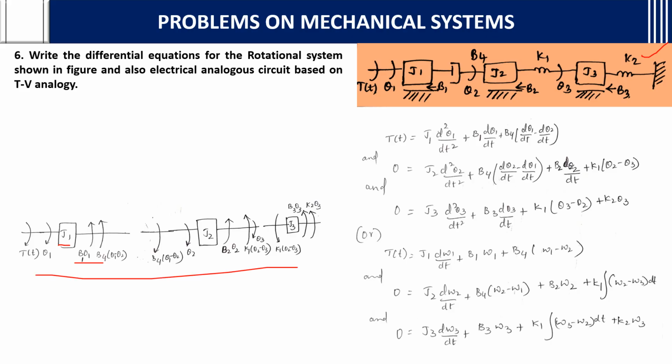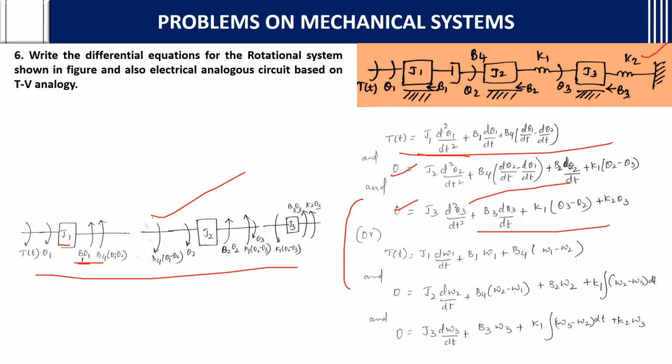After taking this free body diagram, everything is the same. Writing the equations is the same. Writing the free body diagram and finding which elements and how to write them, that is the main thing. After that you can easily write T of t is equal to J1 d square theta 1 by dt square plus B1 into d theta 1 by dt plus B4 into d theta 1 by dt minus d theta 2 by dt. In the same way for the others there is no torque, so you will mention 0.